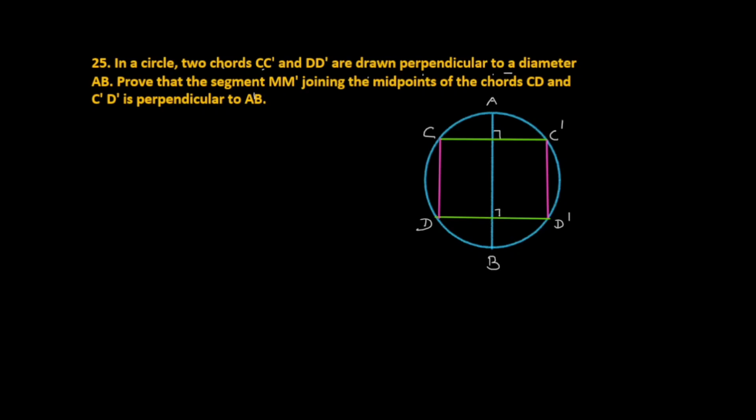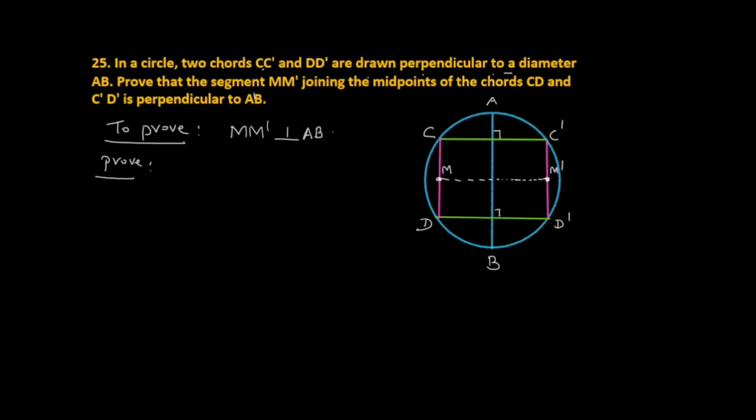We need to prove that the segment MM dash joining the midpoints of CD and C dash D dash is perpendicular to AB. See here, take this point as M, the midpoint of CD, and the midpoint of C dash D dash is M dash. So the line joining the midpoints, MM dash, is perpendicular to AB. We need to prove MM dash is perpendicular to AB. So how to prove?